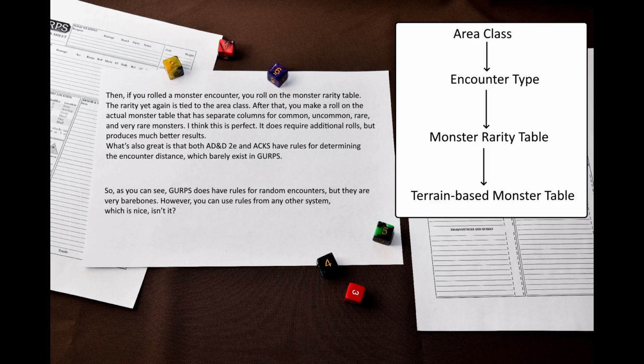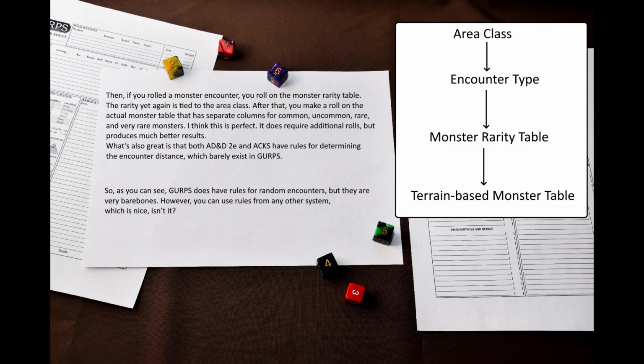Then, if you rolled a monster encounter, you roll on the monster rarity table. The rarity yet again is tied to the area class. After that, you make a roll on the actual monster table that has separate columns for common, uncommon, rare and very rare monsters. I think this is perfect. It does require additional rolls, but produces much better results.